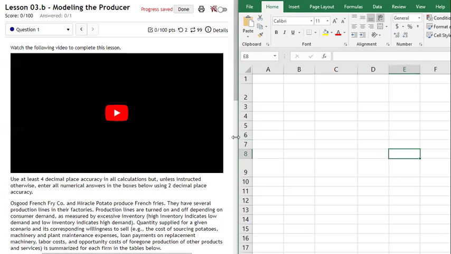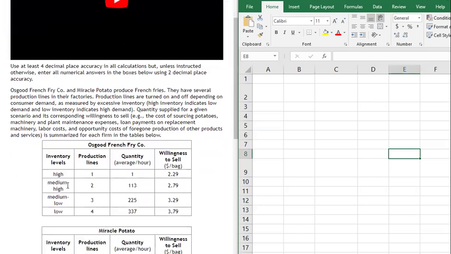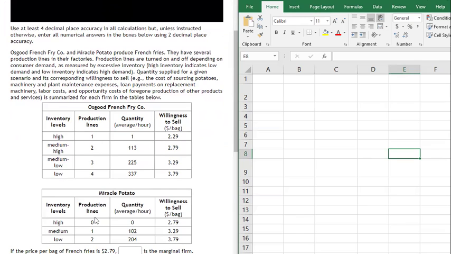In lesson 3B, we're going to model producers. And in this problem, we have two producers, Osgood French Fry Company and Miracle Potato. They have several production lines in their factories. Osgood has 4 production lines. Miracle Potato has 2 production lines.